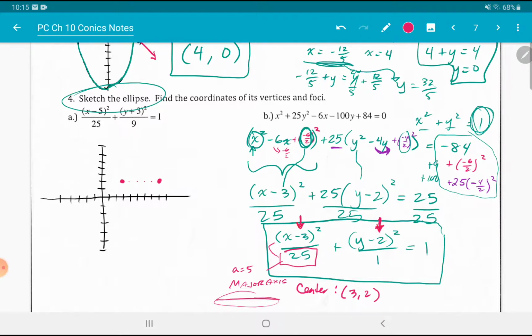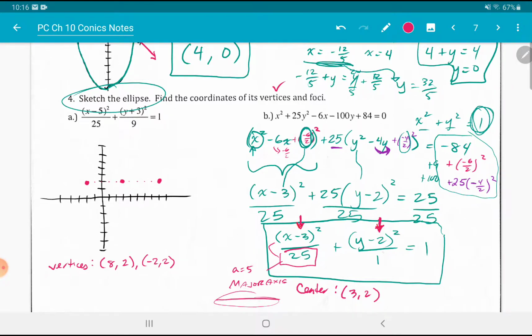Okay, let's double check. The vertices are at, let's see, if I was at (3, 2), 4, 5, 6, 7, 8. So my vertex will be at (8, 2). Okay, and where's my other vertex? Well, I need to go to the left now by a unit of 5. So 1, 2, 3, 4, 5. Right there, that's going to be my other vertex, which is at (-2, 2). So there's my vertices. Check. Now we've got to find the foci.